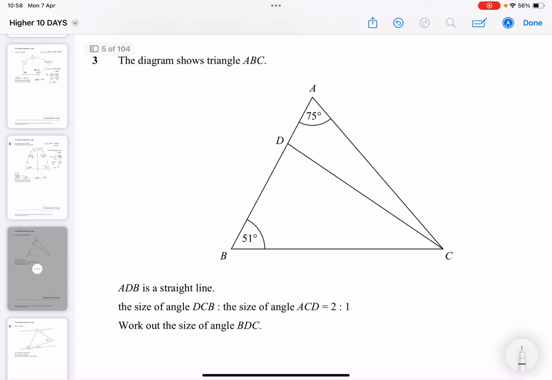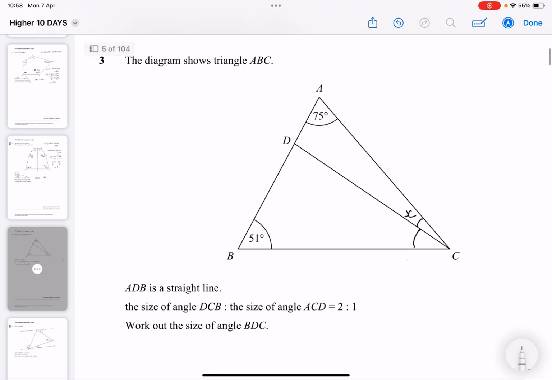Next one: diagram shows triangle ABC, and ADB is a straight line. The size of angle DCB, D to C to B, that is this one, to the size of angle ACD, which is this one, is 2 to 1. So if I called this one x, which is the smallest one, that would be 2x. Work out the size of angle BDC. In this case, it's that angle I want. I'm just going to call that y in this case.